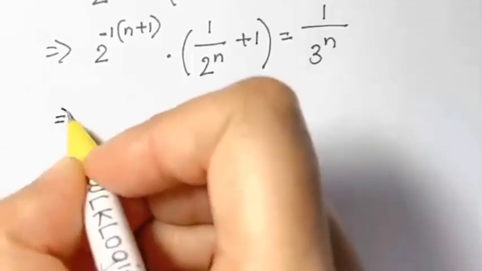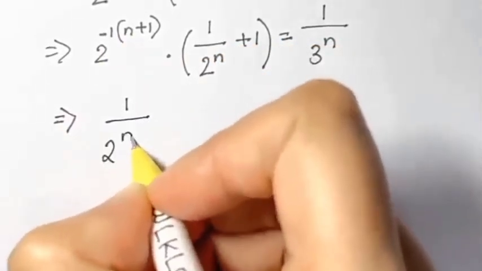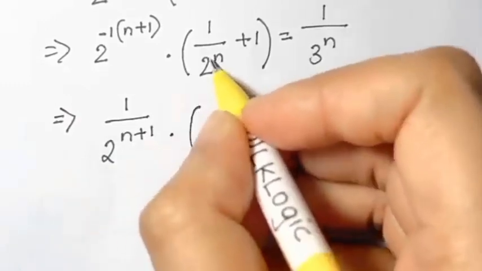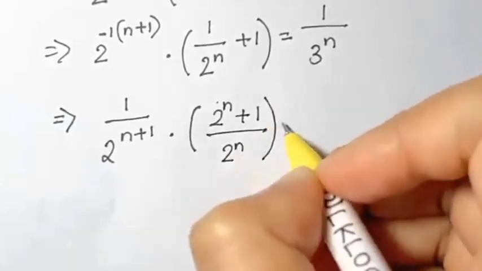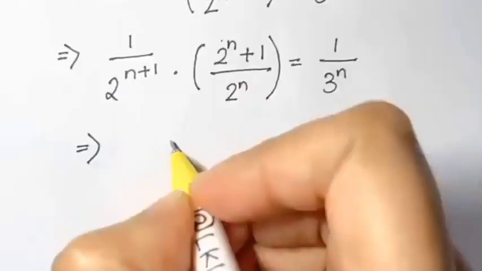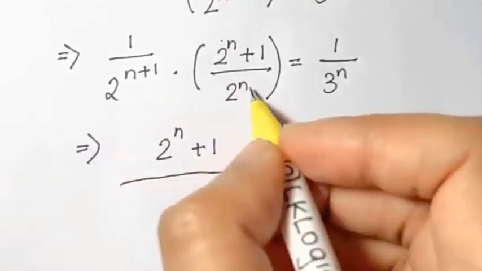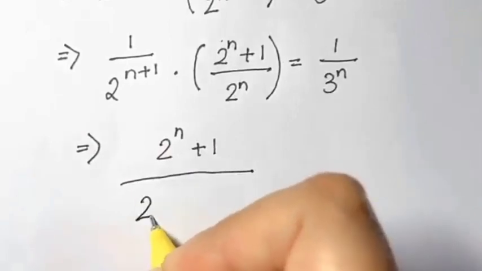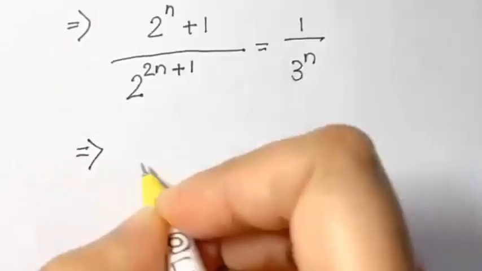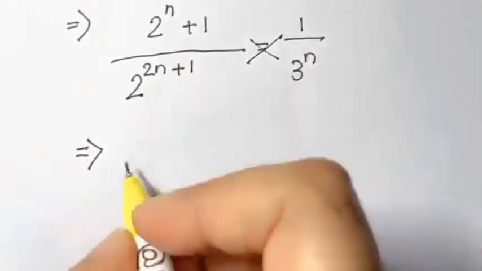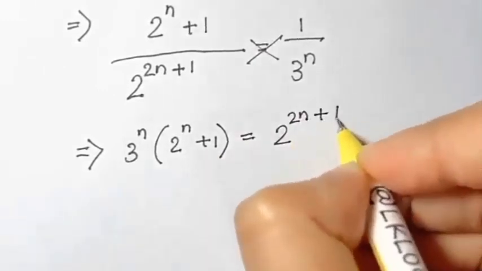Now we have again a negative exponent, so the reciprocal of that is 1 over 2^(n+1) times, now we take the LCM, so we are left with (2^n + 1) over 2^n equals 1 over 3^n, and that's equal to (2^n + 1) in the numerator, and in the denominator we have 2^(2n+1), is equal to 1 over 3^n. And then we cross multiply: 3^n times (2^n + 1) equals 2^(2n+1).